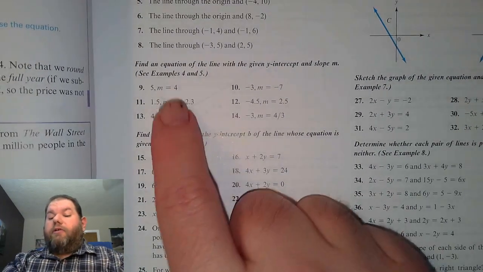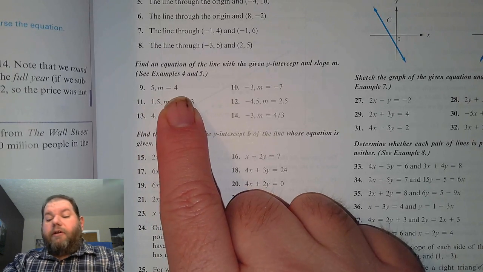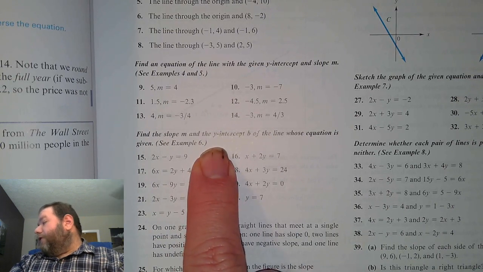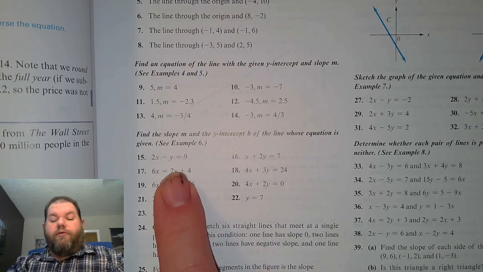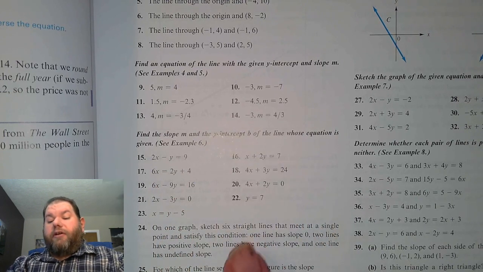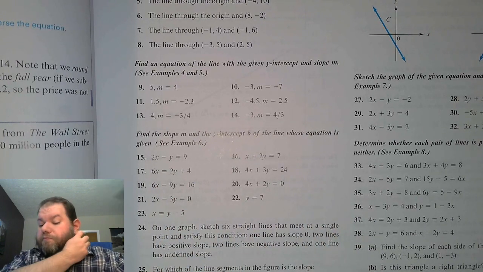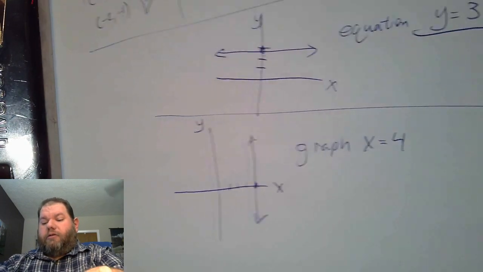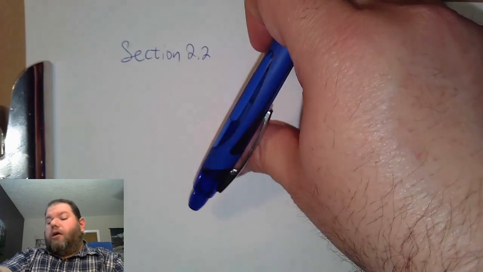Then, given the intercept and the slope, they want us to find the equation of the line. And finally, find the slope and the intercept of the line that's in general form, which we kind of did already. I wanted to go ahead and look at those. I'll just, again, pick even problems, and we'll go from there. Page 85.